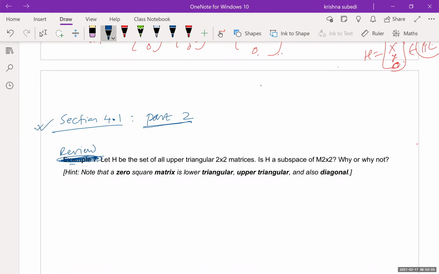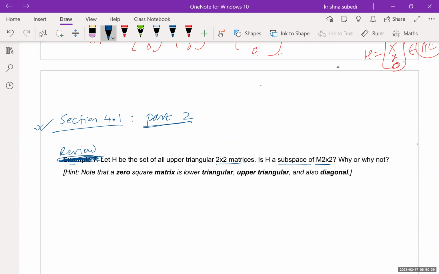And what are those 3 conditions? Condition number 1 is that the zero vector is in the space. Second condition, closed under addition, and third condition, closed under scalar multiplication. So let us quickly review this with this example. Let H be the set of all upper triangular 2 by 2 matrices. Is H a subspace of M 2 by 2? Why or why not? That's the question.